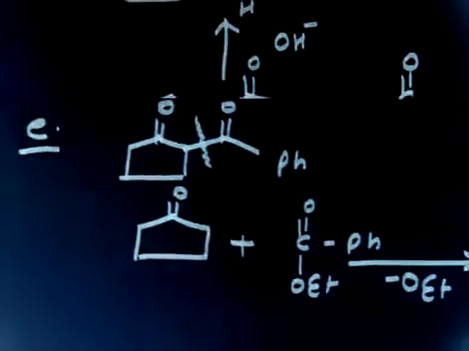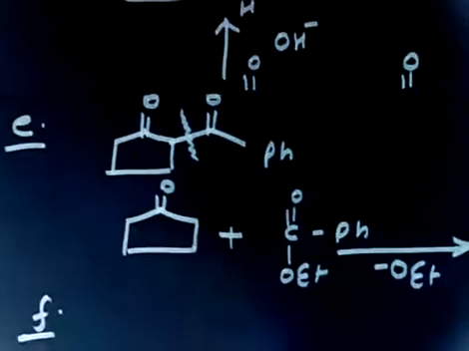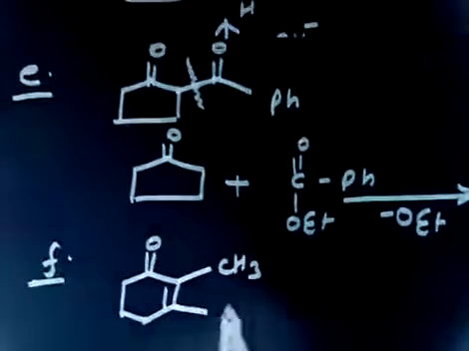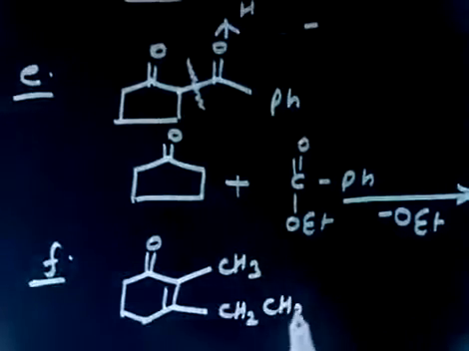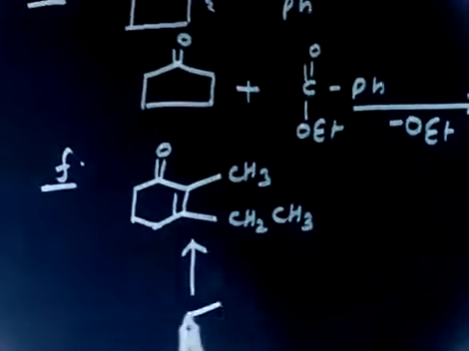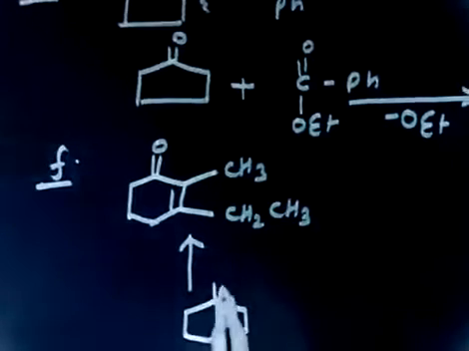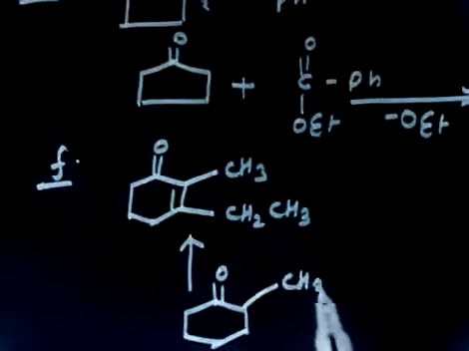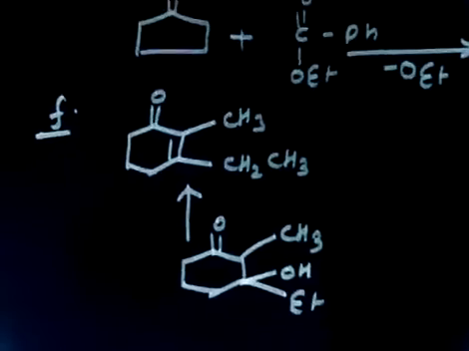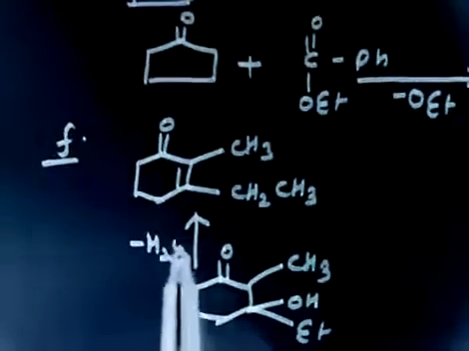Let us discuss F. Now in this case we have this compound, and there is a CH3, CH2, CH3. So once again you have a double bond. You think in terms of alpha beta unsaturated carbonyl compound. So you can prepare this compound from this, where there is a CH3 and there is an Et. So you will have an OH group at the beta position. Dehydration of this will give you this compound.